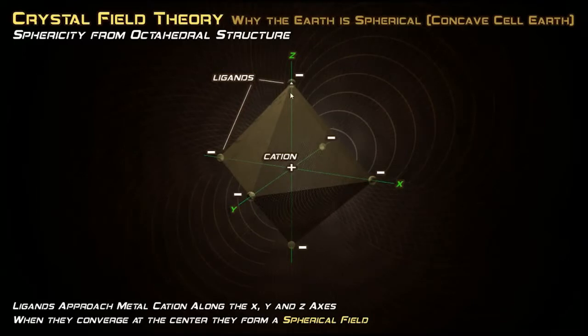They talk about having 6 negatively charged ligands, they call them. And so these ligands are on the corners of the octahedron like that. In the center is a positively charged atom that they call a cation. And what they tell you is that the ligands converge toward the positively charged cation, and then they merge, and it creates a sphere, a spherical energy bubble. Joe Parr mentioned a spherical energy bubble before.